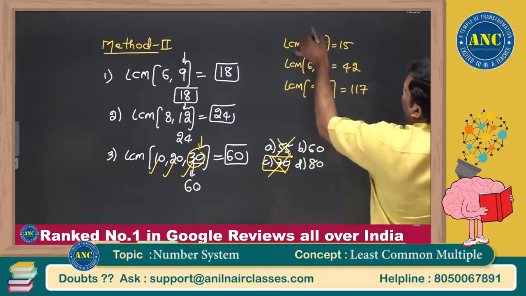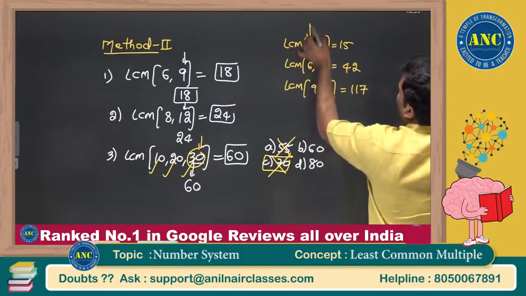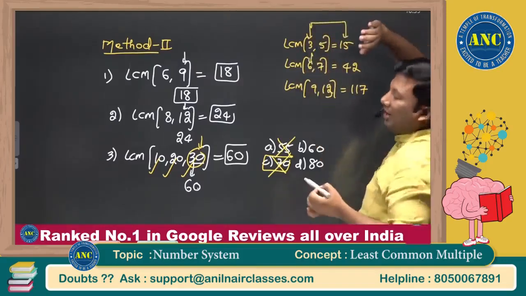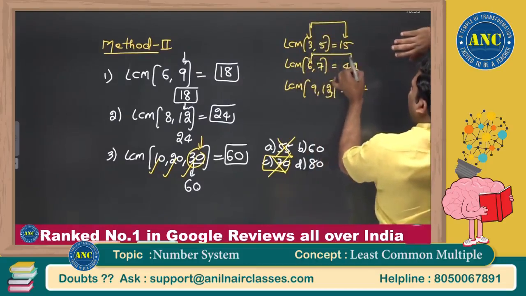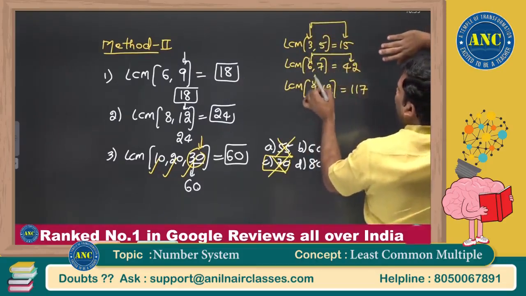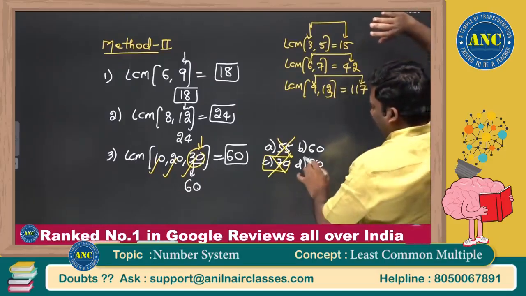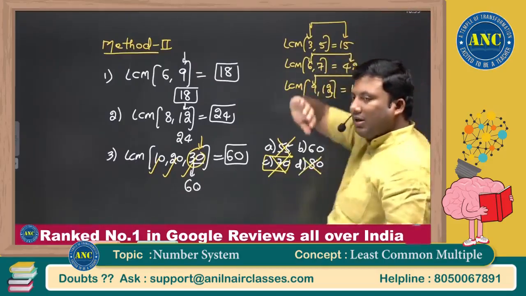Now see, if one input value is a multiple of 3, the answer is also a multiple of 3. If one input value is a multiple of 3, the answer should be a multiple of 3. 80 is not a multiple of 3.